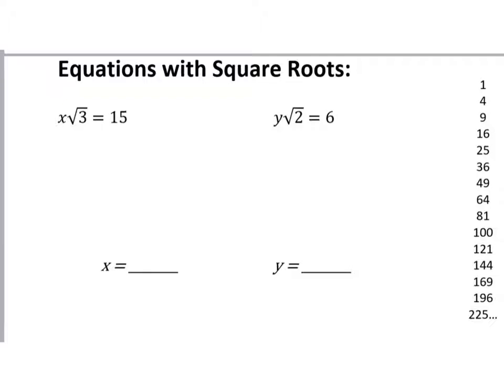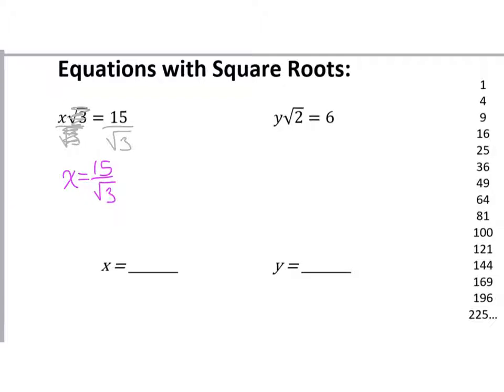What's the opposite of multiplying? Division. So in order to get rid of that square root of 3, I need to divide both sides by the square root of 3. Division property of equality. When you do that on the left-hand side, your square root of 3 goes away. And so you just have x equals 15 over the square root of 3.